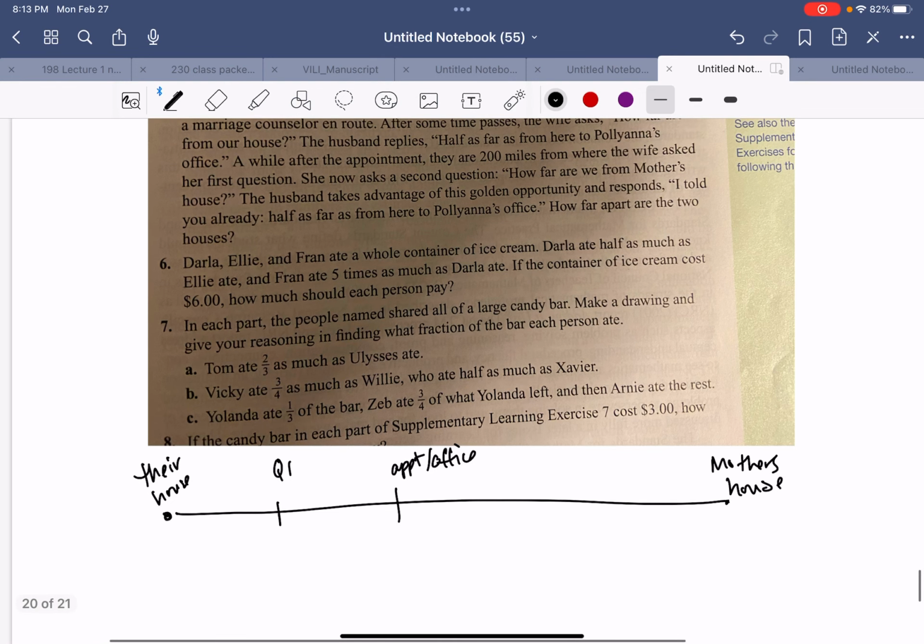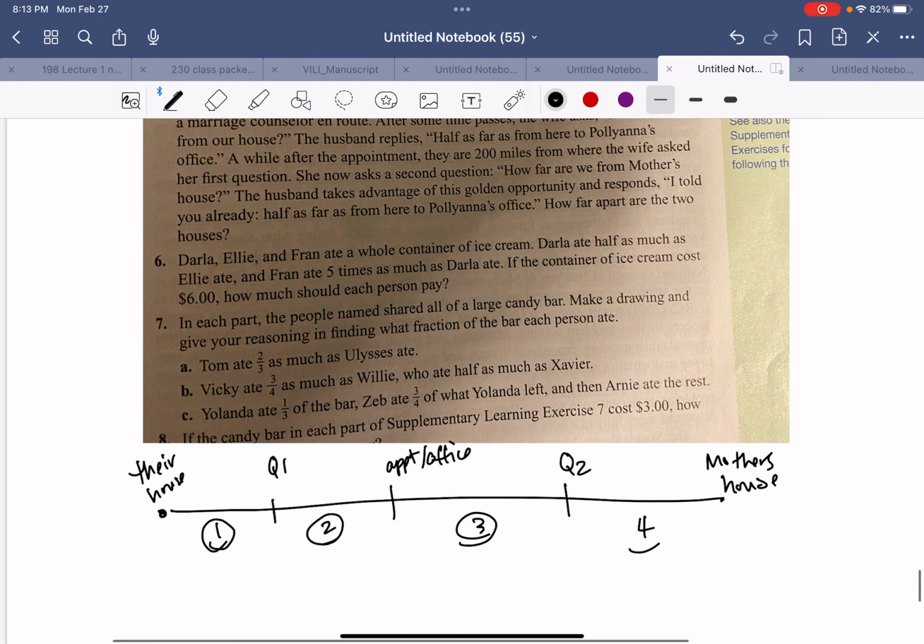And that creates a relationship between this first section and this second section. And then she asks a second question somewhere over here, and that creates a third section and a fourth section.